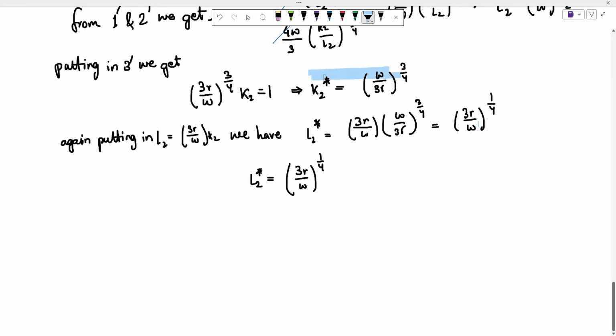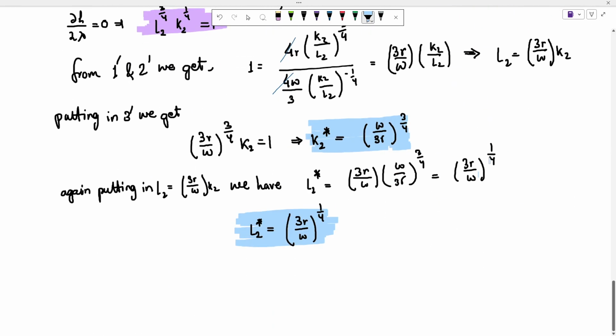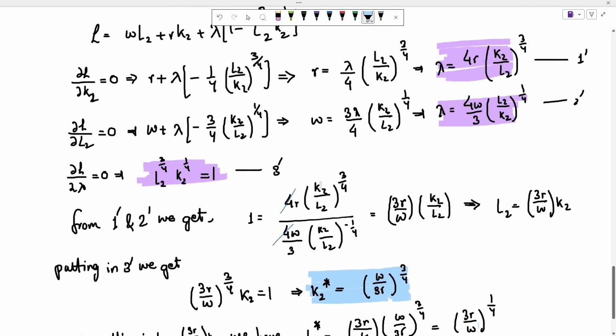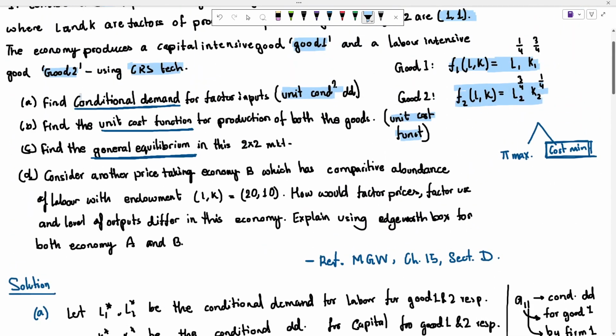This is what the conditional factor demands for firm 1 and 2 are, and indeed we got something very similar right here and here. It just got flipped and the powers changed. Anyway, so that is question 1. So we are done with question 1.